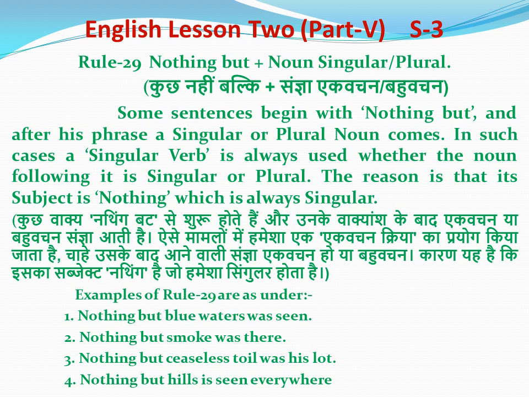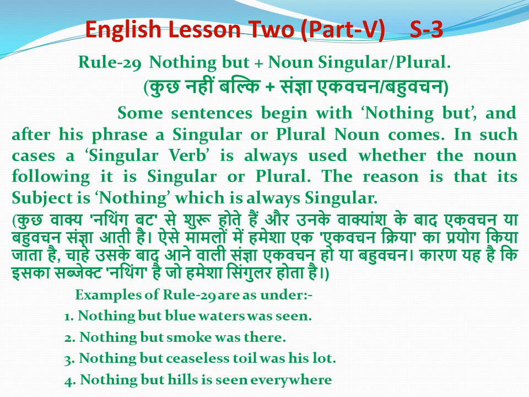So friends, the examples of Rule 29 are as under. Nothing but blue waters was seen. Nothing but smoke was there. Example number 3, nothing but ceaseless toil was his lot. Example number 4, nothing but hills is seen everywhere. So here we cannot quantify the subject. That's why a singular verb is used here. In example number 1 was, example number 2 was, example number 3 was, and example number 4 is.